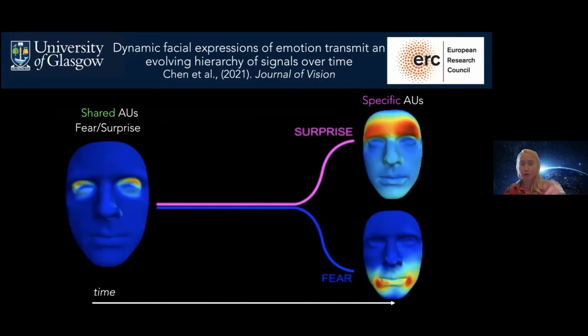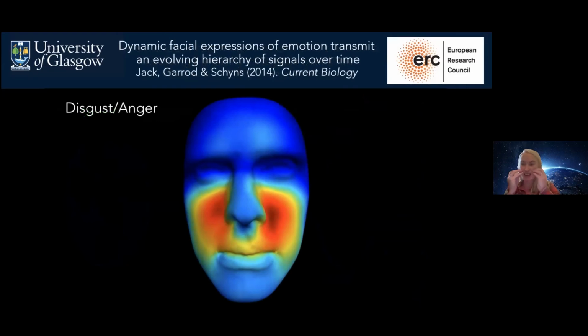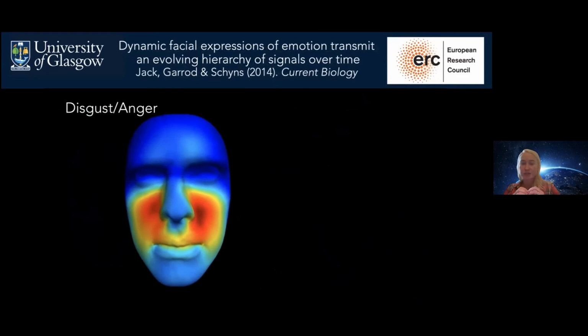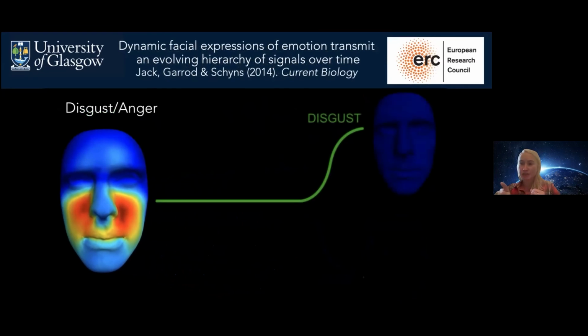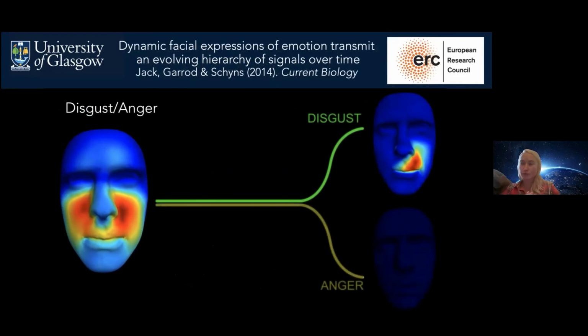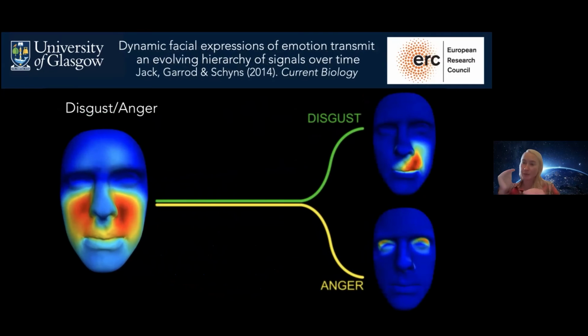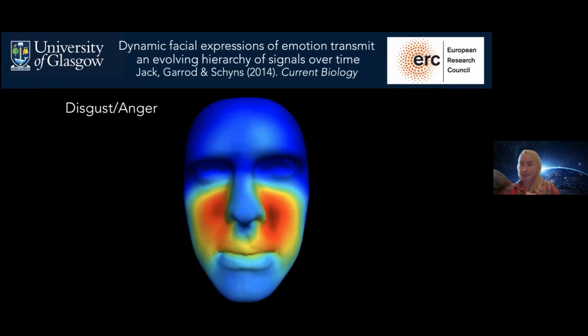For example, here you can see specific action units. For surprise it was the eyebrow raising, and for fear, it was the lateral mouth stretch. So that enabled the emotions to become distinguished. We also found the same thing for disgust and anger. I'll just show you a quick video. So in the beginning, the nose wrinkler is shared between disgust and anger. But then later in the signaling dynamics, the facial movements become more distinct, and that enables them to become distinguished.